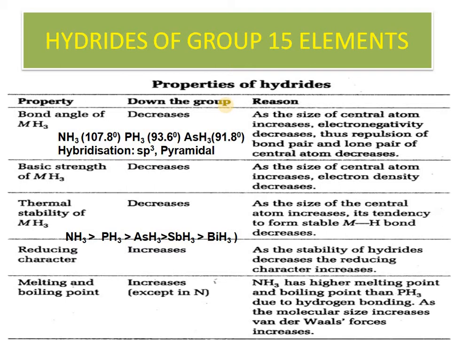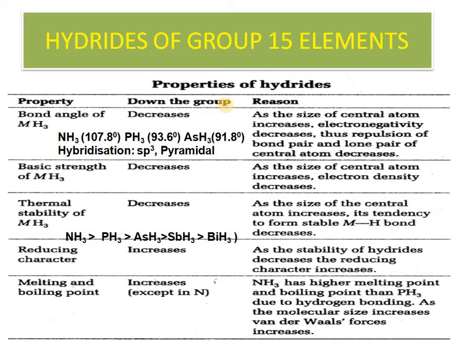107.8 is more than 93.6 because phosphorus size is large and the bond pair is away from the central atom, and the distance between the P-H bonds is more. Thereby the repulsions are less and the bond angle is also less. So this is the point. We should draw the structures, then you will understand more. Already in the book you will find the pyramidal structures of ammonia and phosphine. When you draw, you will come to know why the bond angle is decreasing down the group.